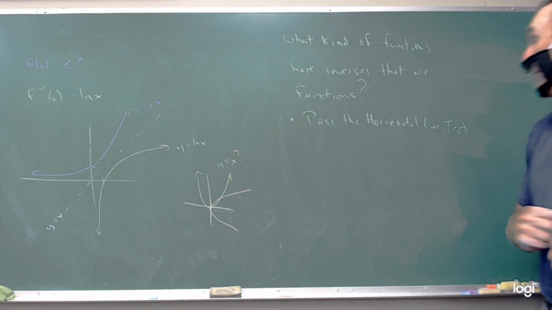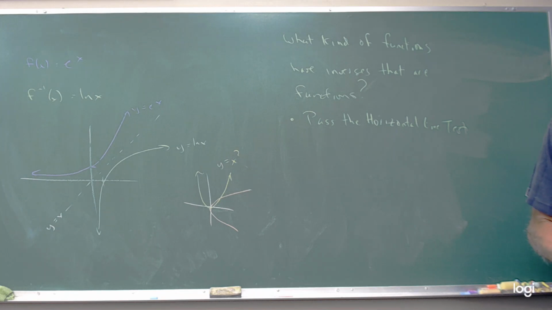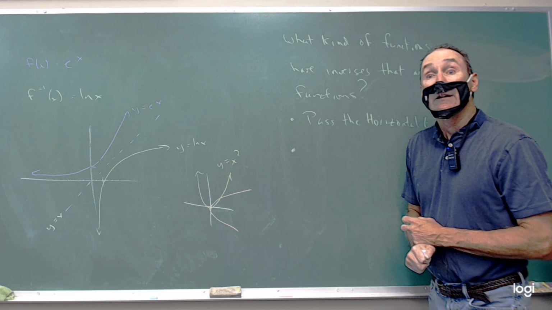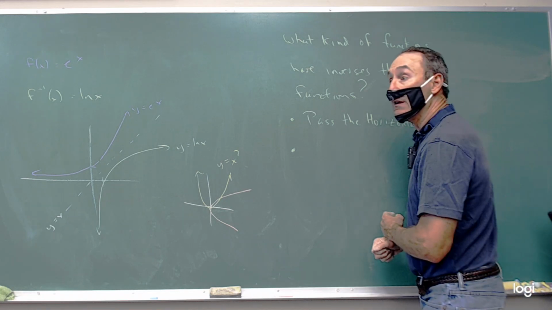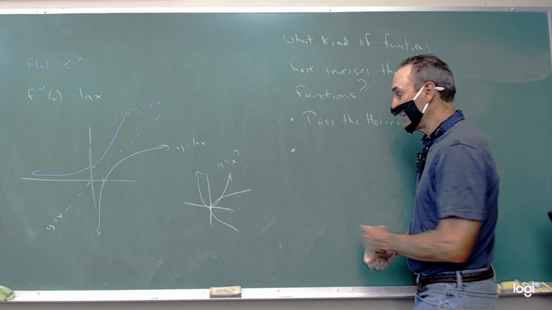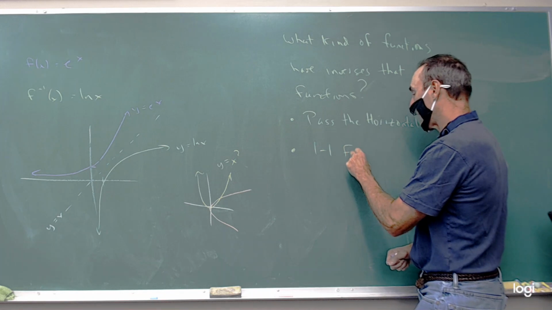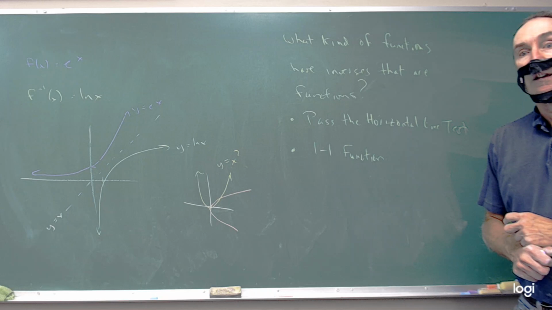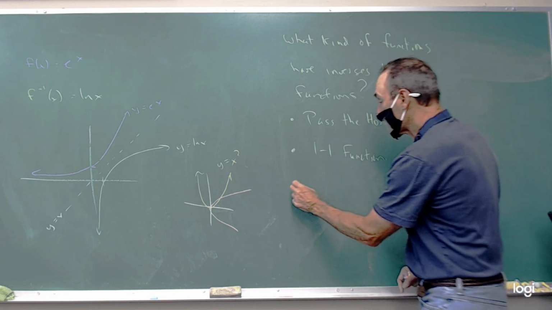What's another name for that if it passes the horizontal line test? Anybody remember? No, I guess would be the answer. It's a one-to-one function. Okay. There's another name we just learned.